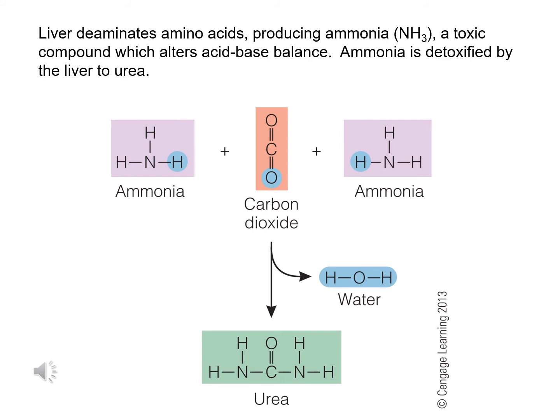As noted, deamination produces ammonia, and ammonia is a toxic compound which can alter the acid-base balance of the blood. To prevent such an event from occurring, the liver will combine ammonia with carbon dioxide to make urea, which is considered to be a much less toxic type of compound.